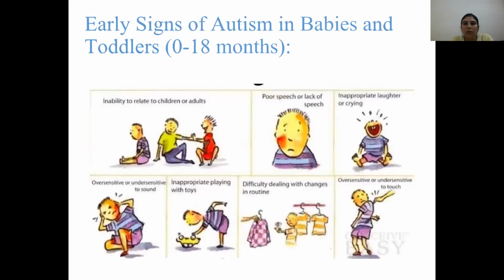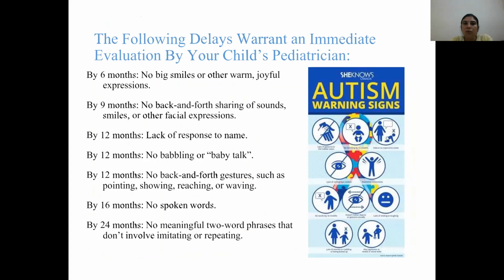Early signs of autism in babies and toddlers, 0 to 18 months: inability to tolerate, inability to relate to children or adults, poor speech or lack of speech, inappropriate laughter or crying, oversensitive or undersensitive to sound, inappropriate playing with toys, difficulty dealing with changes in routine, oversensitive or undersensitive to touch. The following delays warrant an immediate evaluation by your child's pediatrician.